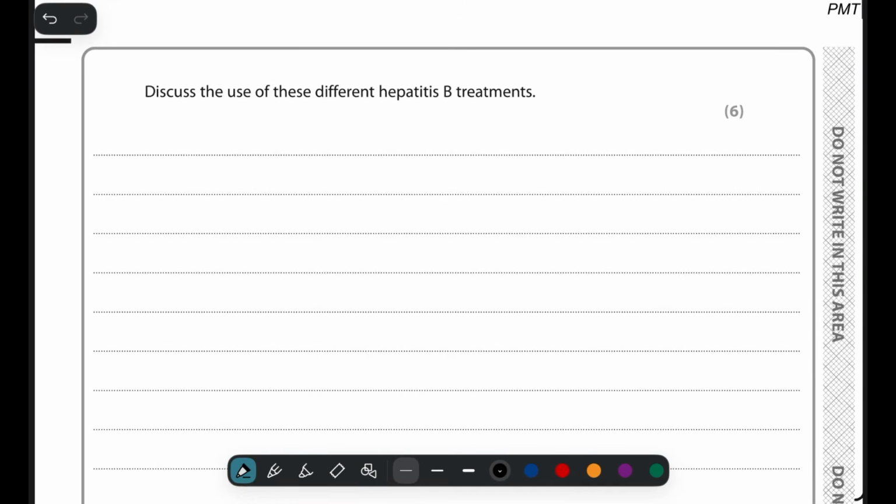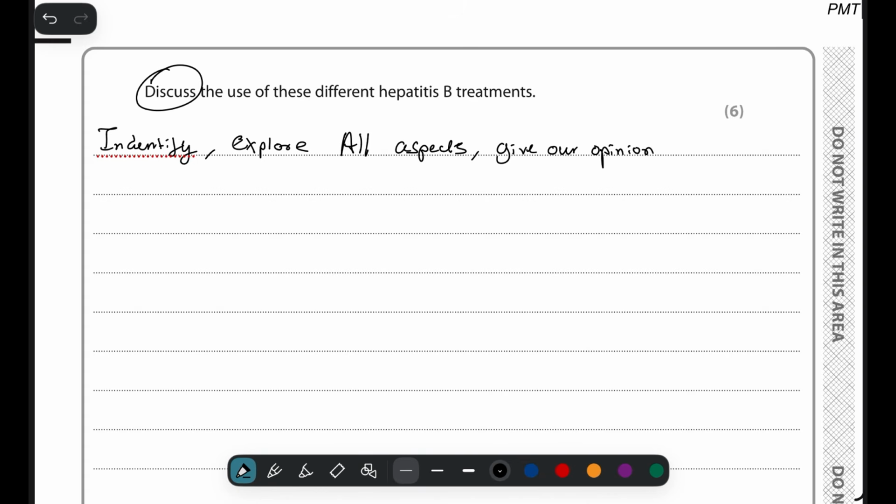Okay, so we're not going to actually write a 6-mark response because that will take too long, but we are going to kind of talk about what this question wants you to do. So first of all, when I say 6-mark, I'm thinking discuss is a command word. So what does that actually mean? Well, it means we need to identify the issue. How do we identify the issue? We want to explore all aspects. And finally, we want to kind of give our opinion. That's what they kind of want you to do in a discuss question.